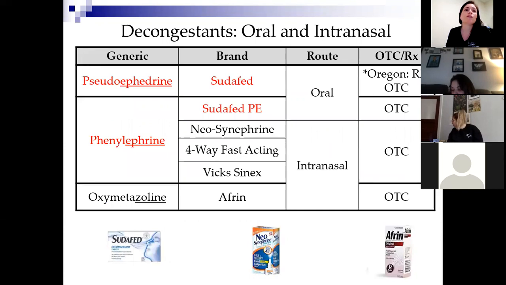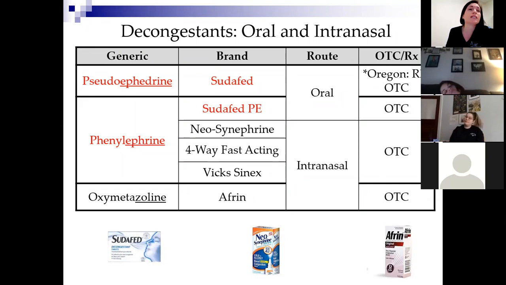So Sudafed is over the counter in some places, but it's one of the decongestants. But it's not over the counter in Oregon. It's a prescription in Oregon, or I know some places you have to ask the pharmacist for it, and some places you have to get a prescription. So it just depends on the state. But Sudafed is a Schedule 3 drug in Oregon, so it is a prescription. Sudafed PE, which is, I'm not sure if it's the dosage that's different there.